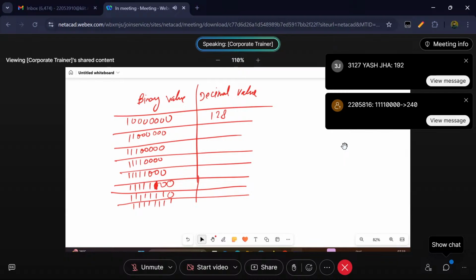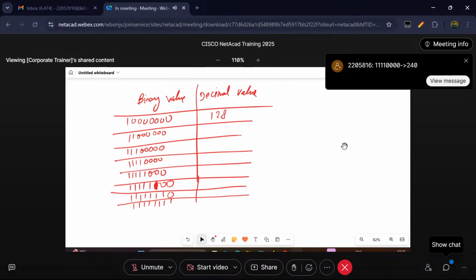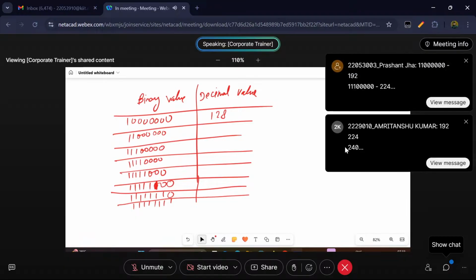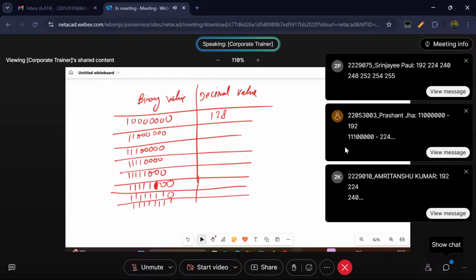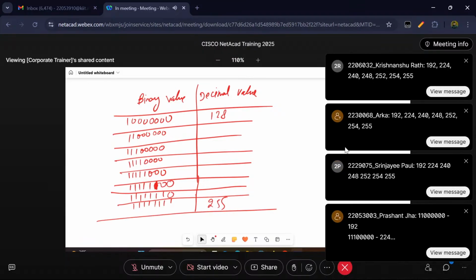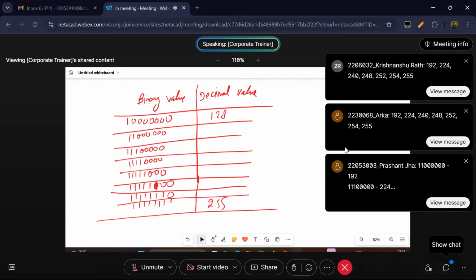I need all values, not a single one. I need the decimal values from the starting number 128 and it goes up to 255 when all bits are 1. So all the values you have to reply in the chat, the remaining values between 128 and 255.